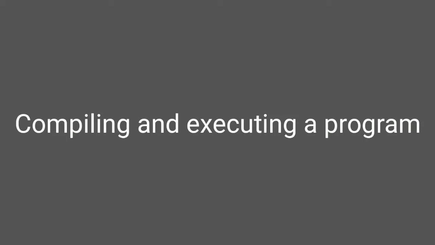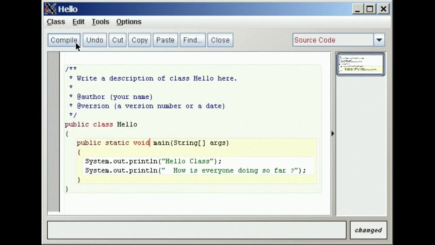So now let us study how to compile and execute a Java program. In BlueJ, for compiling a Java program, there are two ways you can use. First one is to use the working environment window, and the second way is to use the code window. You can use either one of the ways in order to compile the Java program.